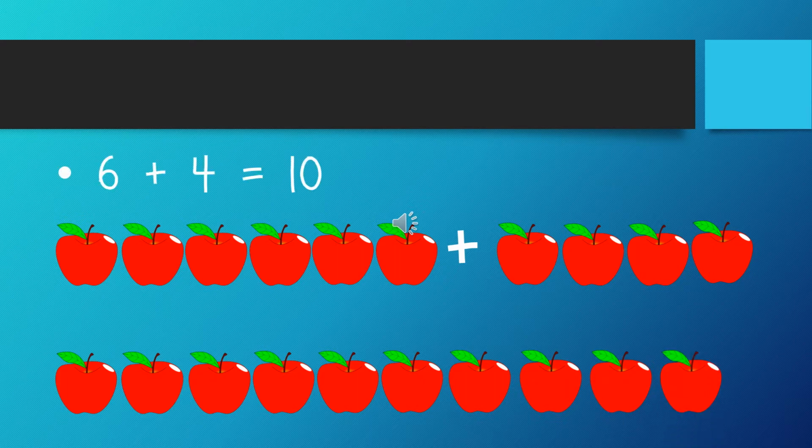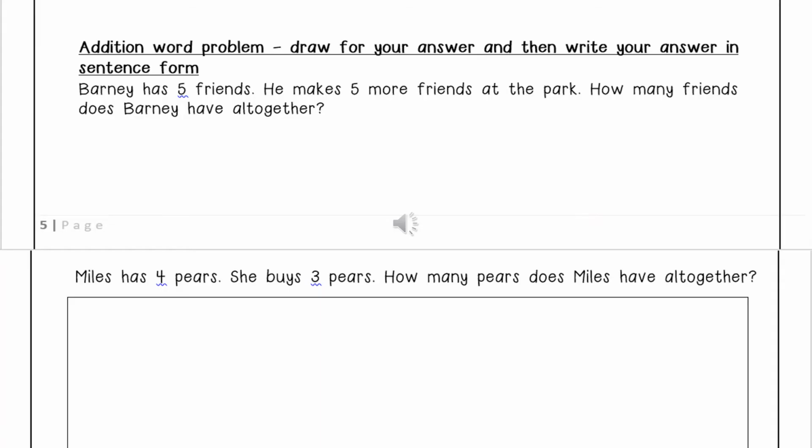That's right, guys. I need to count all my apples all together now. Let's count them together to make sure that we are doing it the right way. 1, 2, 3, 4, 5, 6, 7, 8, 9, 10. How many apples do I have altogether? 10. That's correct.